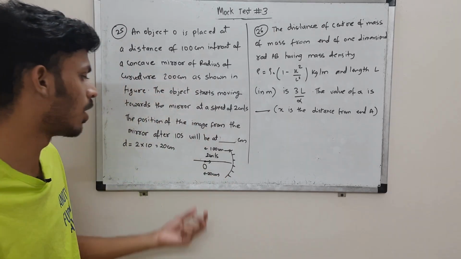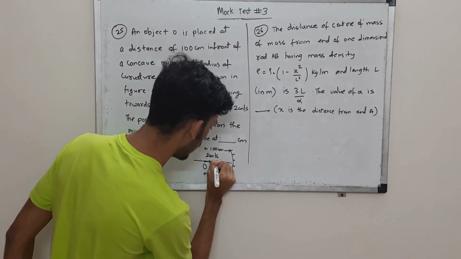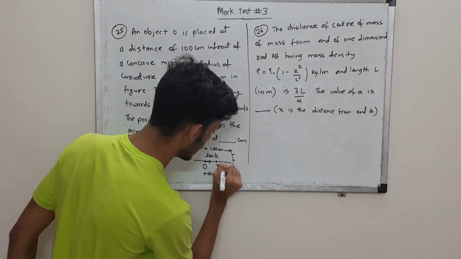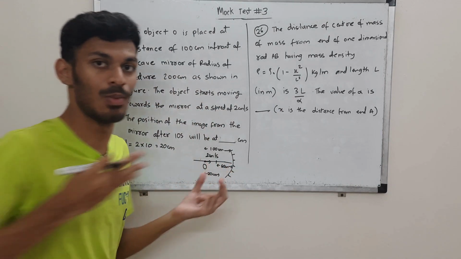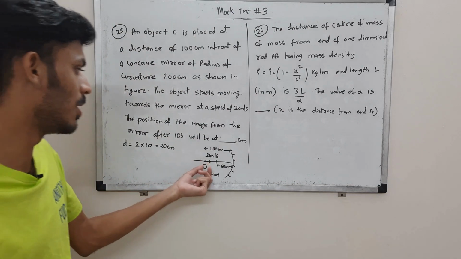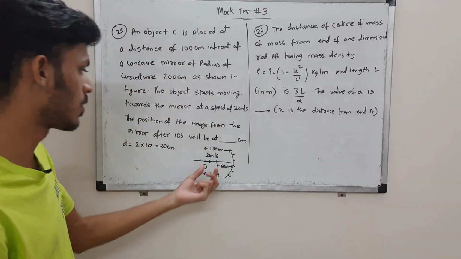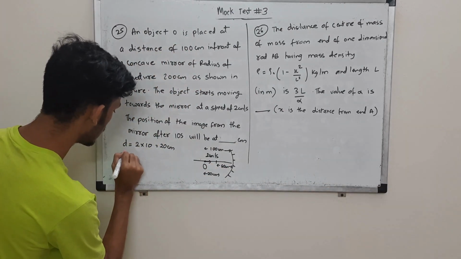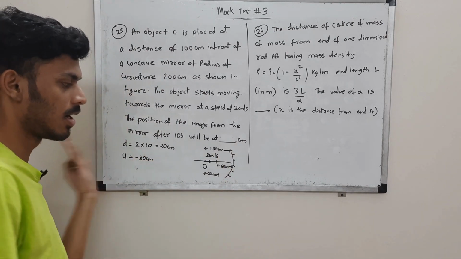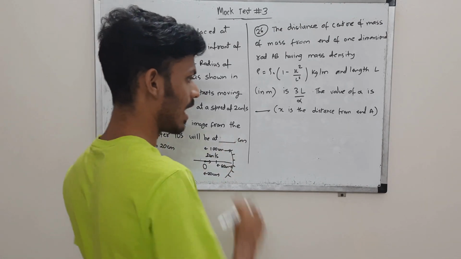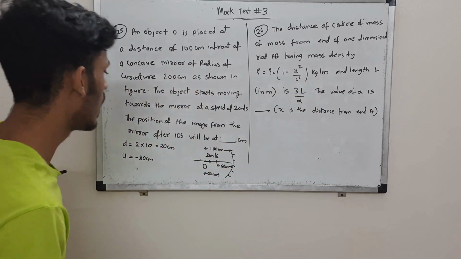Okay. So what will be the object distance now? After 10 seconds, the object distance will reduce to 80 centimeters, right? Because it has traveled 20 centimeters towards the mirror. So the new object distance is minus 80 centimeters, right? Minus because it is in this direction, opposite to the direction of incident ray.